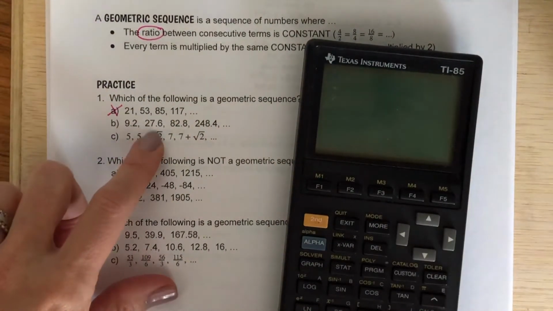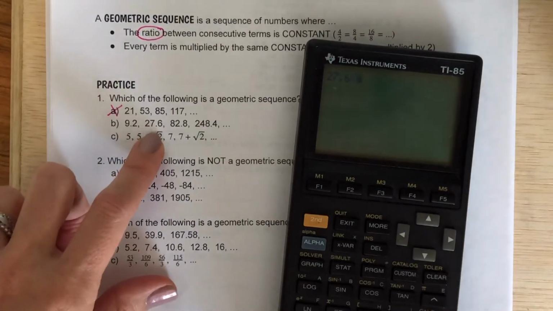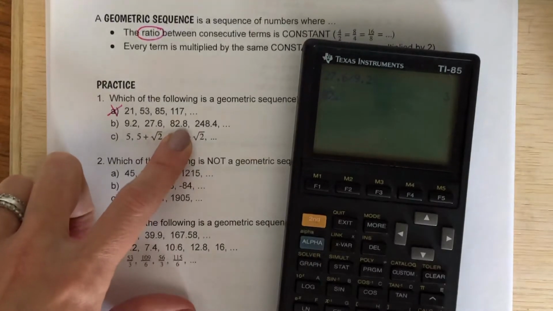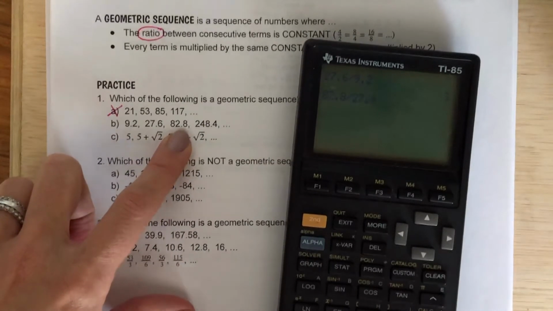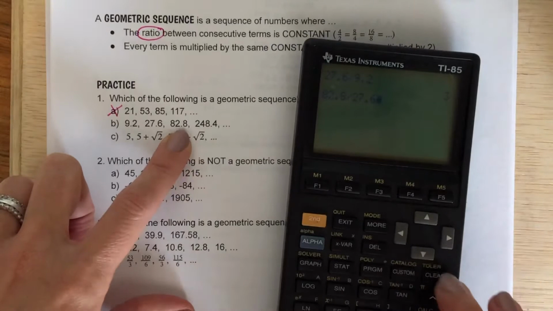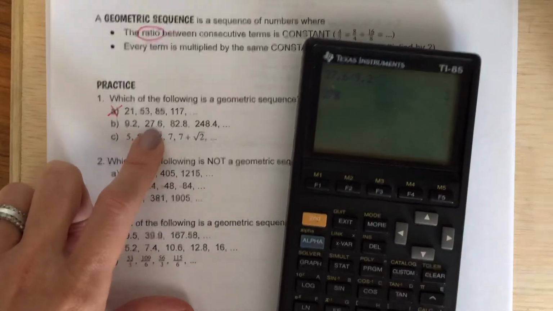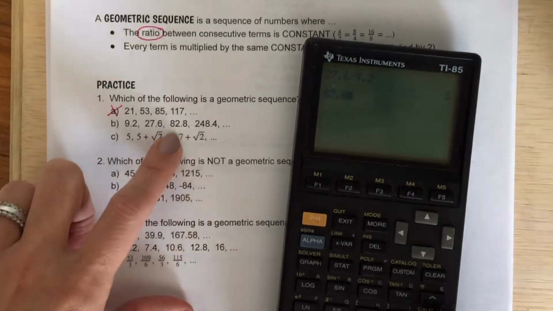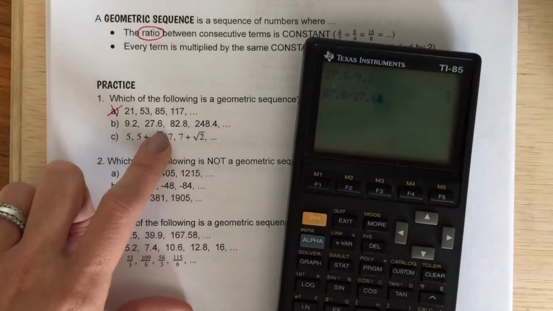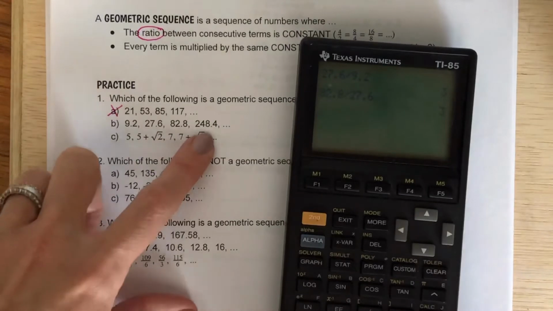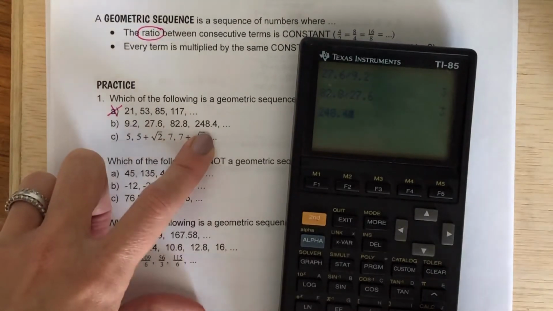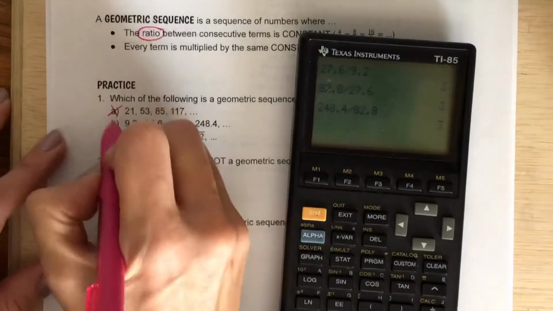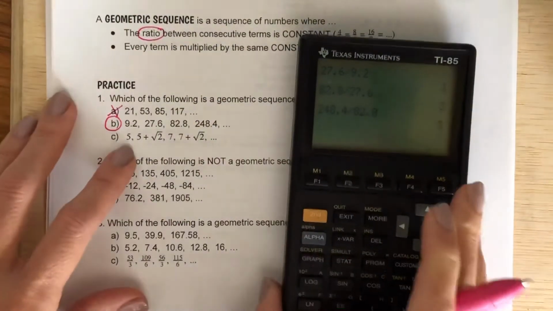Let's see. I'm going to divide 27.6 by 9.2, and I get 3. Okay, 82.8 divided by 27.6. I should get 3. Oops, I missed it. 82.8 divided by 27.6, I should get 3. Oh, yep, I get 3. And 248.4 divided by 82.8. I should get 3. Yep, I got 3. This one is a geometric sequence.